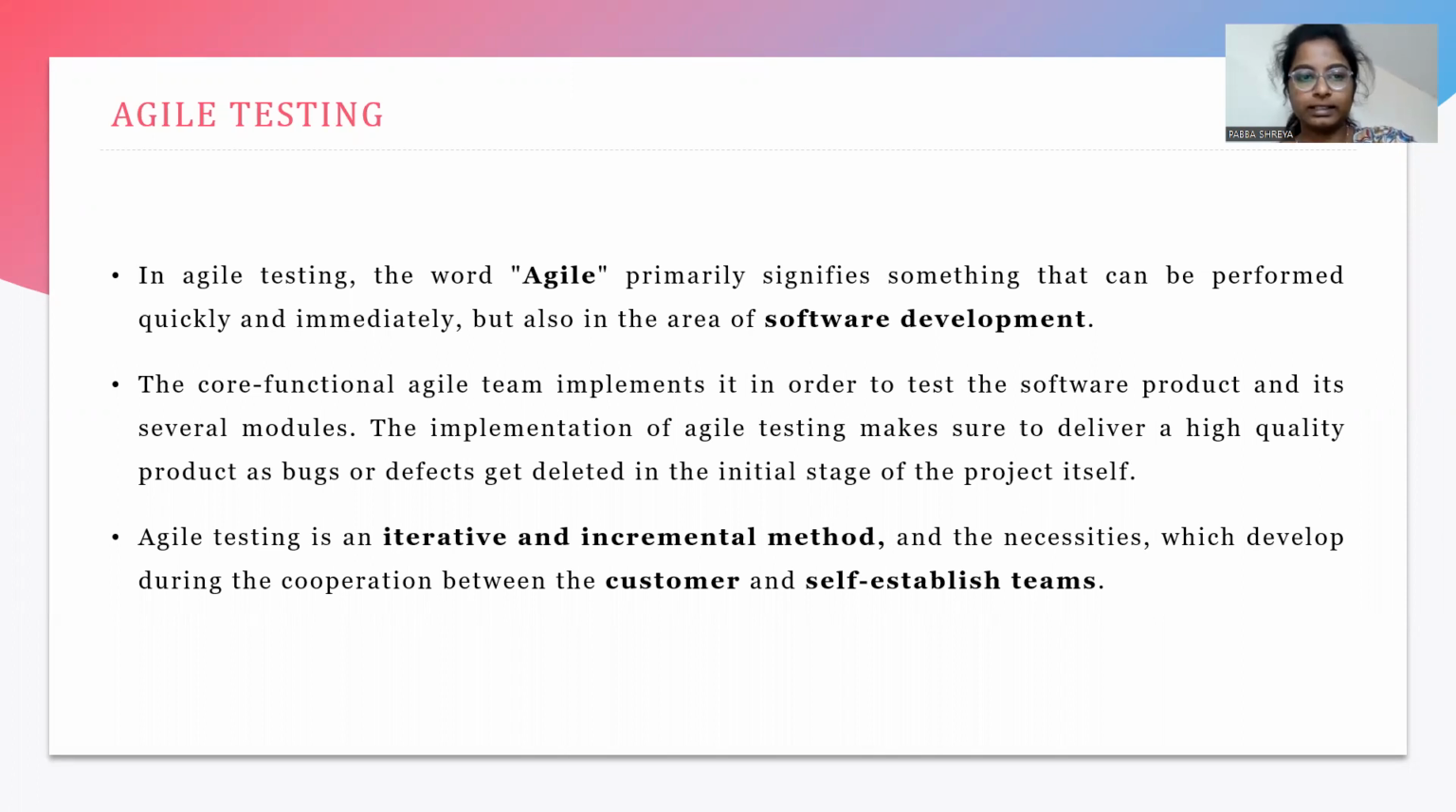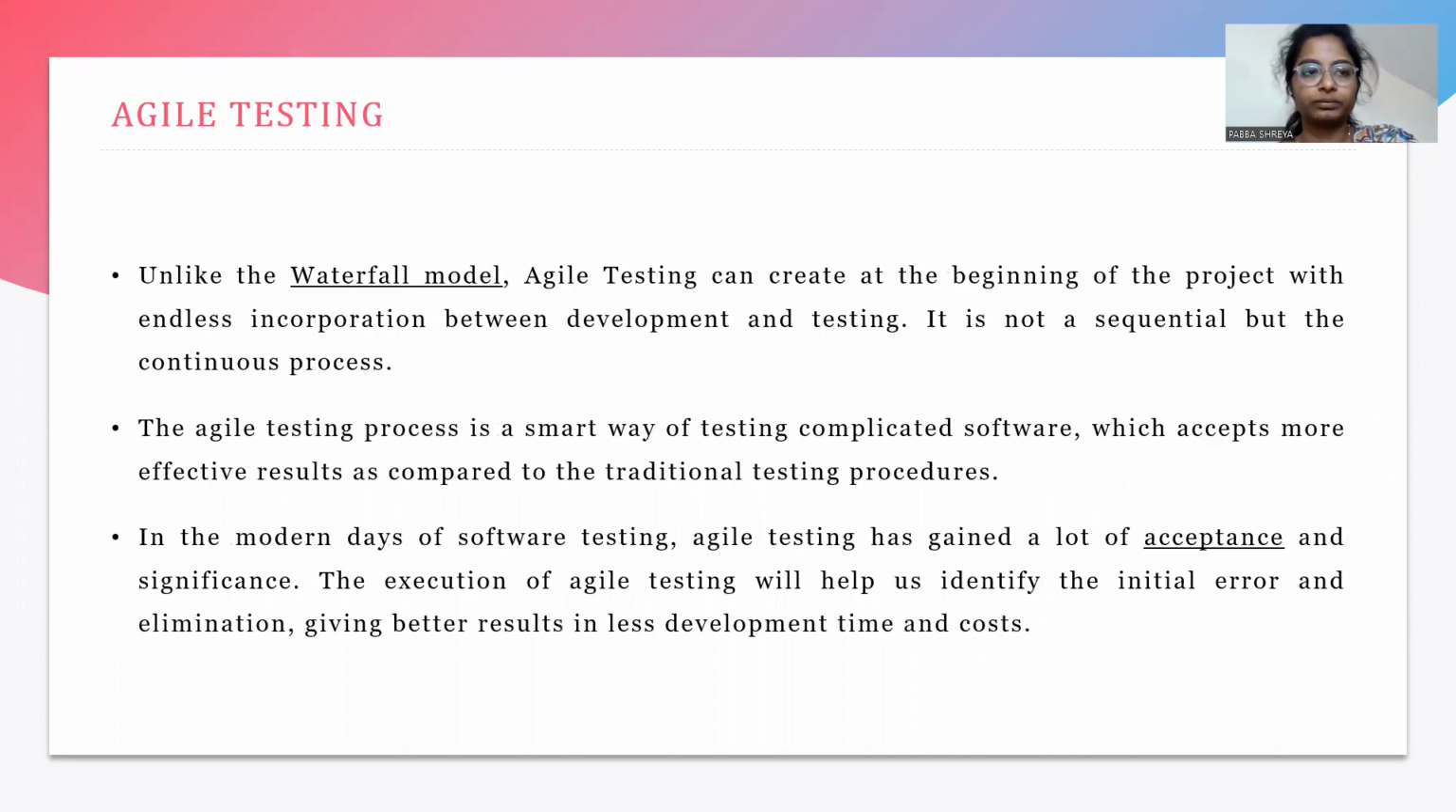The agile testing is an iterative and incremental method, and the necessities develop during the cooperation between the customer and the self-established teams. Unlike the waterfall model, agile testing can begin at the beginning of the project with endless cooperation between development and testing. It is not a sequential but a continuous process. The agile testing process is a smart way of testing complicated software, which is more effective as compared to the traditional testing procedures.